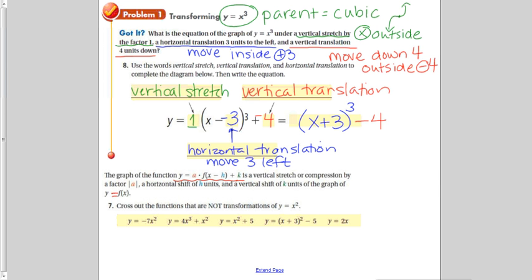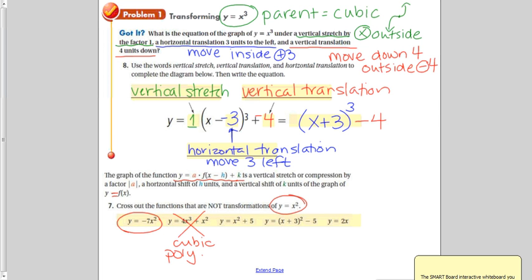On number 7, we have a new parent function, y equals x squared, and this is asking us which of these are transformations of x squared. The first one is a transformation of x squared because we're flipping it over with the negative and we're stretching it vertically with the times 7. The next function, y equals 4x cubed plus x squared, is not a transformation. That is a cubic, and it's a polynomial, so we're not dealing with that here. Y equals x squared plus 5 is a transformation. That's a U moved up 5.